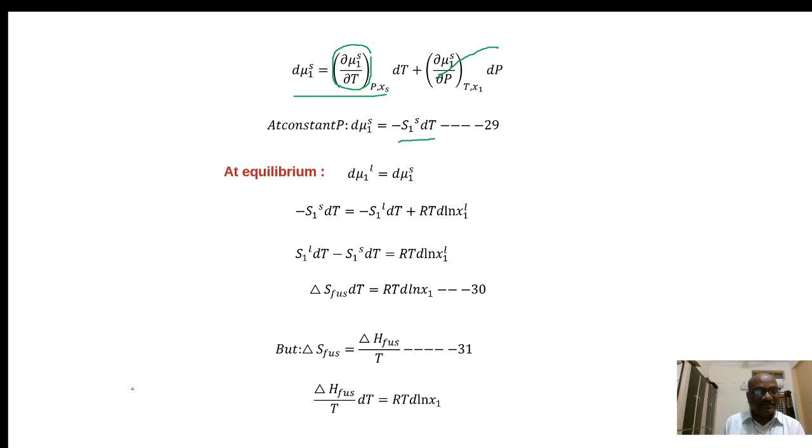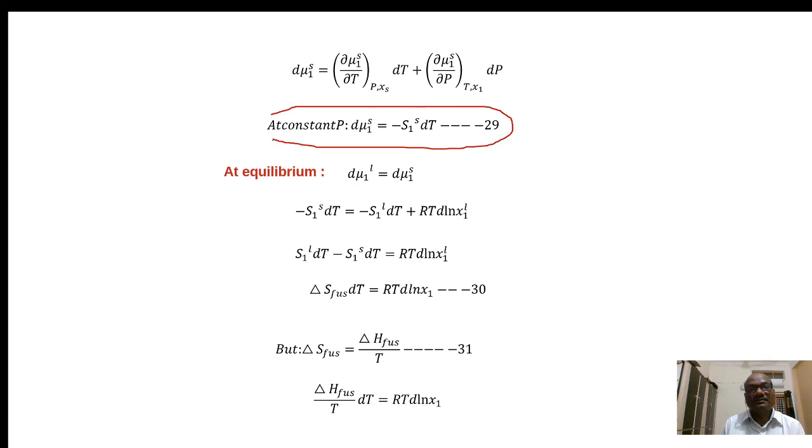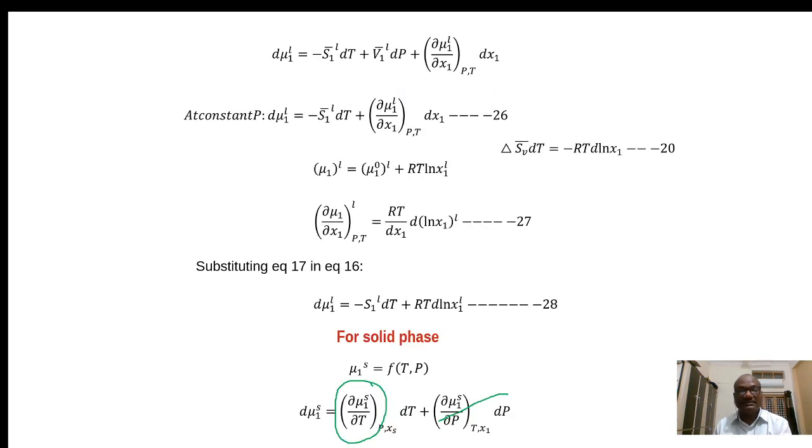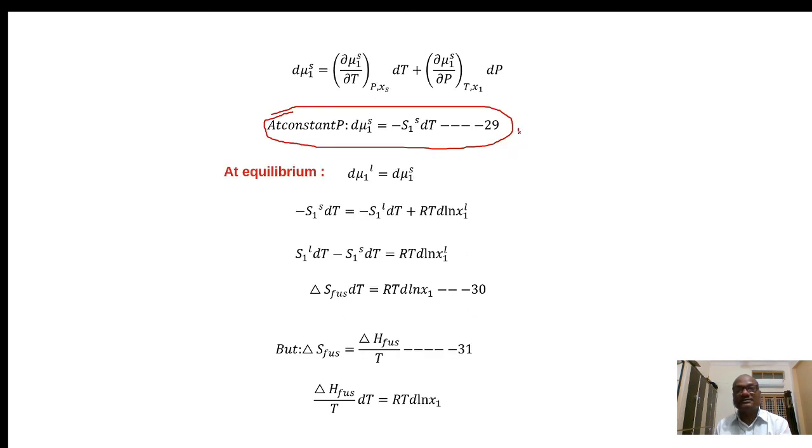Here the liquid-phase result is obtained for the solvent in solution, whereas this one is obtained for the solid phase. At equilibrium, the changes in chemical potential of the liquid and solid phases are the same. That's why dμ1 in the liquid phase is equal to dμ1 in the solid phase: the change in chemical potential of the solvent in solution is equal to that of the solvent in the solid phase. So we equate both of these equations and bring the entropy terms together.